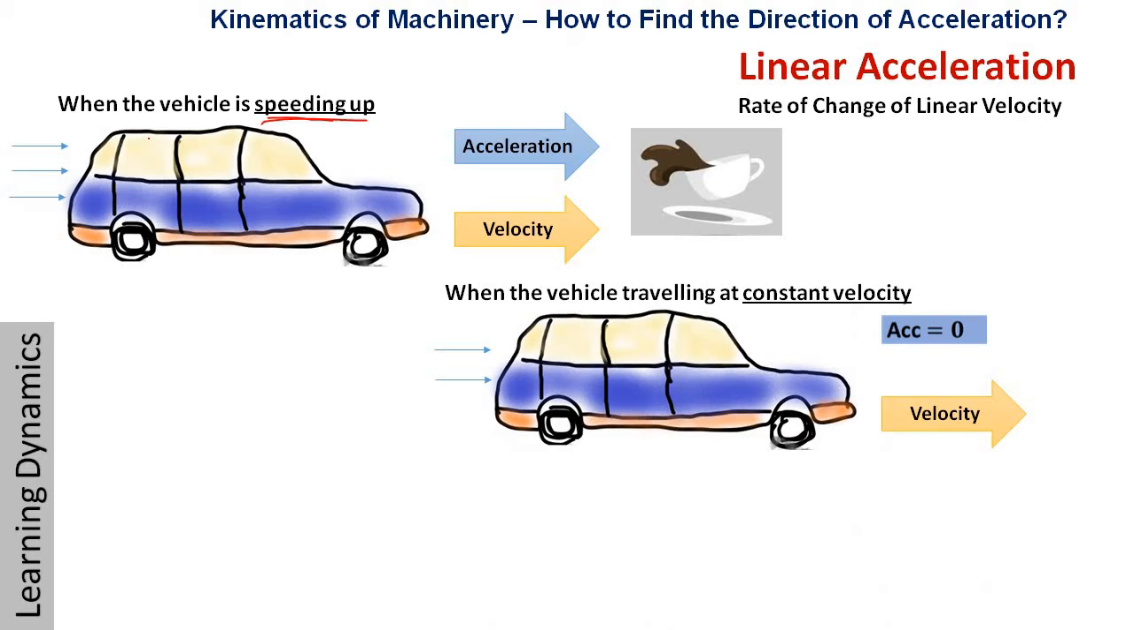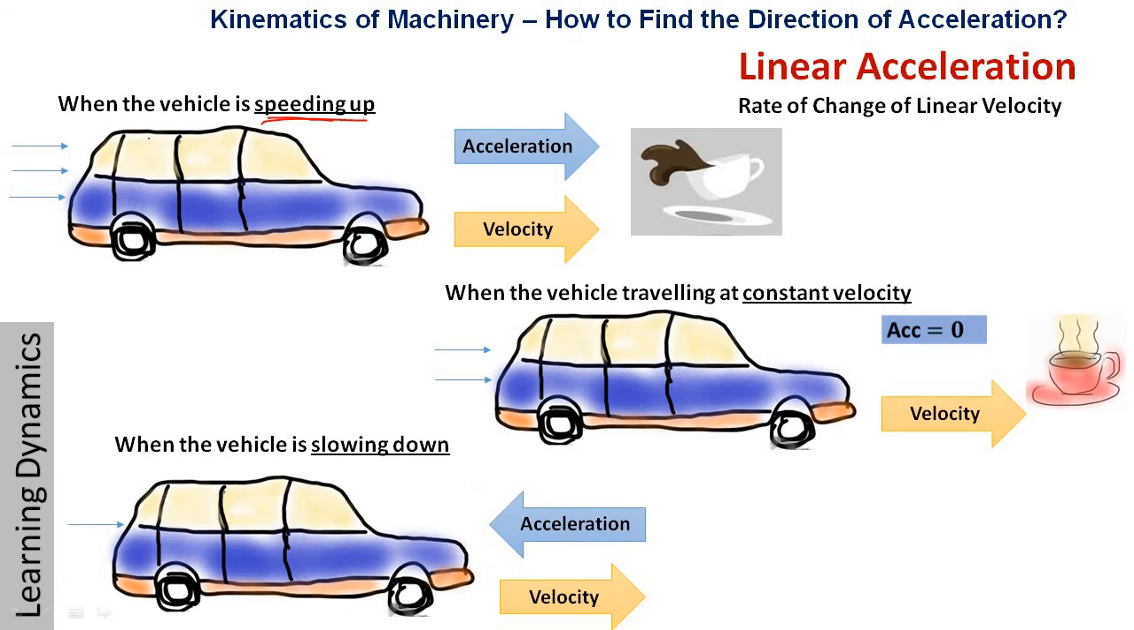The second condition: the vehicle is traveling at constant velocity. When the velocity is constant, acceleration is zero. So in this particular case, the velocity will be in the direction of the vehicle, but there will not be any acceleration. For this case, the coffee will not spill in any direction because no external force is acting on it.